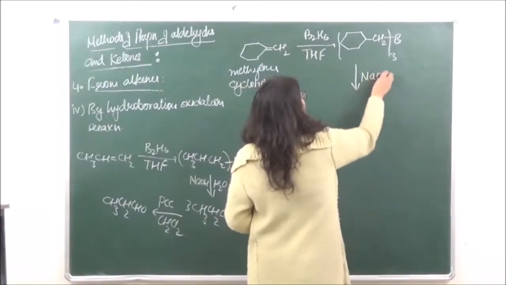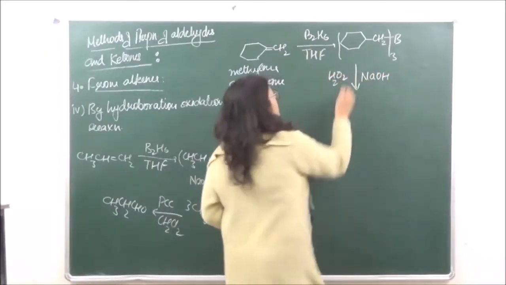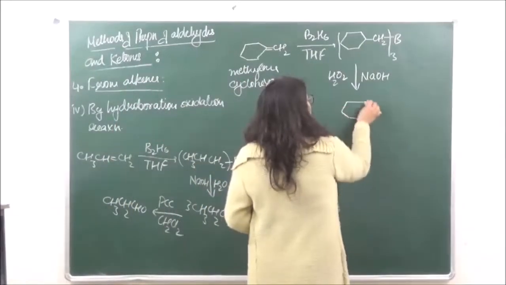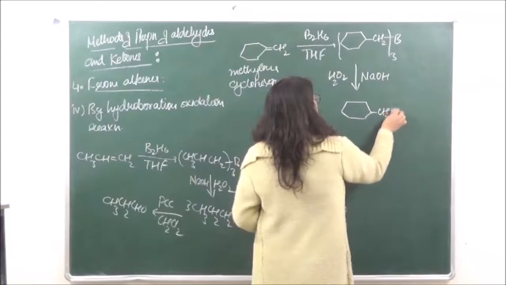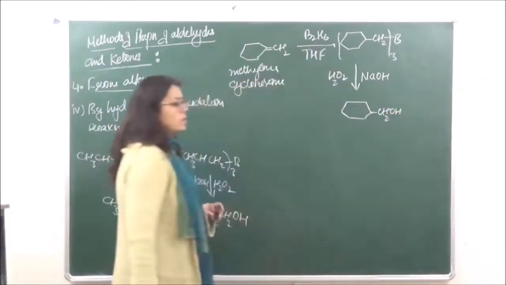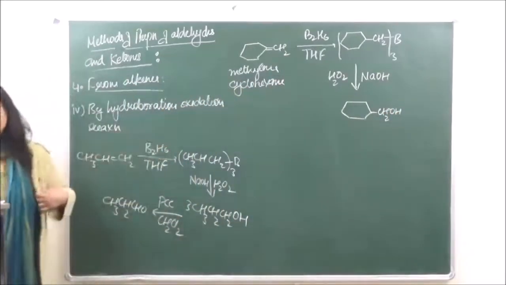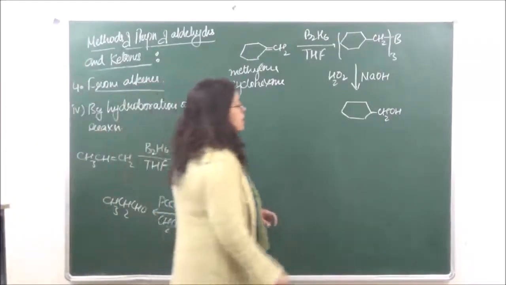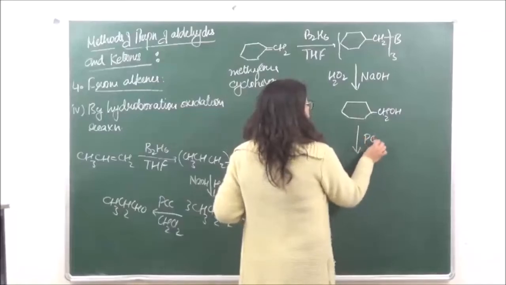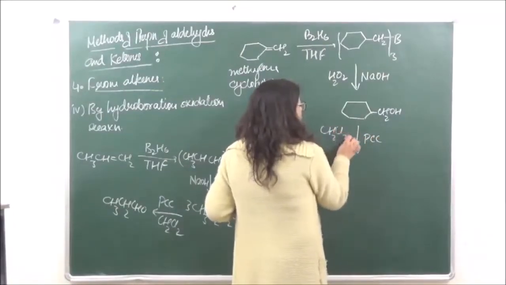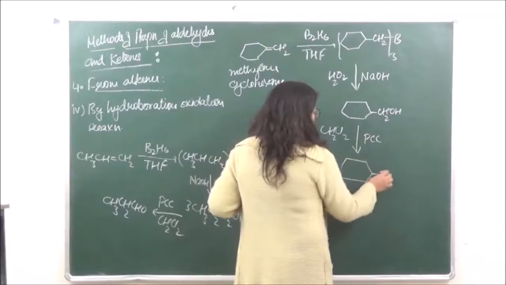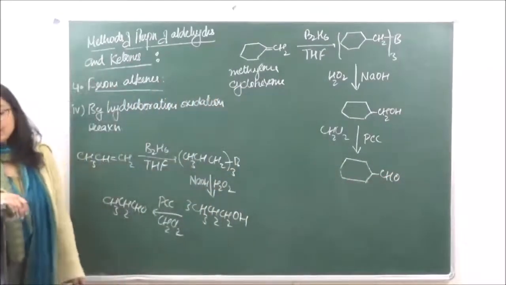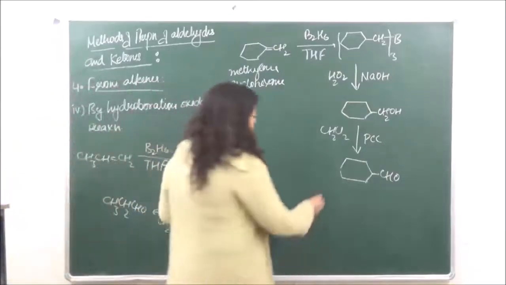Okay, then again we are going to subject this to NaOH in presence of H2O2, and this is going to give us cyclohexyl methanol. This is cyclohexyl methanol. Then this is going to be treated with PCC in CH2Cl2 to convert the alcohol into aldehyde. This is cyclohexane carbaldehyde.